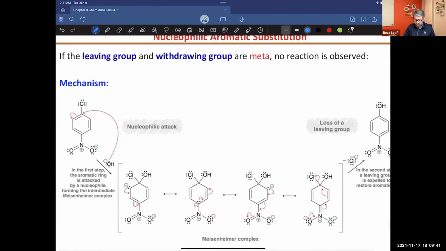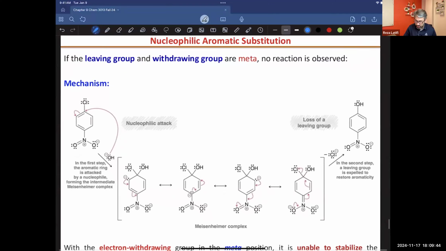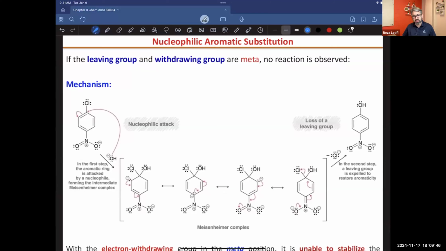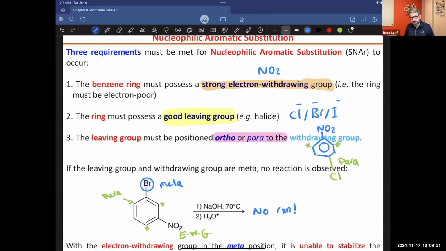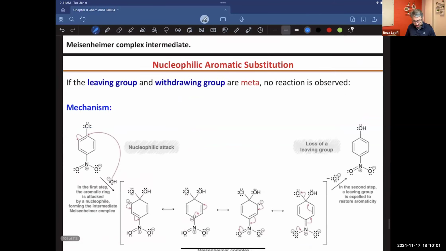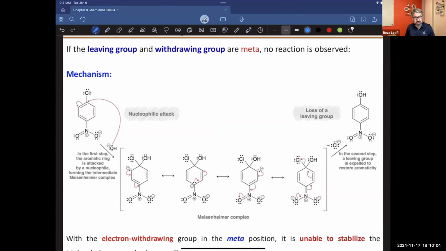Okay, so let's talk about the mechanism. We know that in order to run the nucleophilic substitution reaction, we need a strong electron withdrawing group. Next, we need a good leaving group, and their position must be ortho or para. Why? Let's go after that question. So, first step of the mechanism, the nucleophile. Our nucleophile is hydroxide, a strong nucleophile. The strong nucleophile will be added to that carbon, and this carbon has sp2 hybridization.